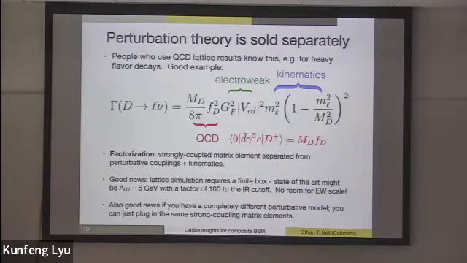This is also good news if you're doing model building, because if you're interested in making some change to the theory, you want to study some analog of this in a different theory with a different version of the electroweak couplings, basically, you can just make those changes and you plug in the same strong coupling matrix elements. Yeah. You can do this separation reliably.